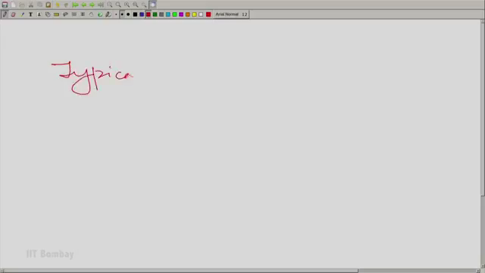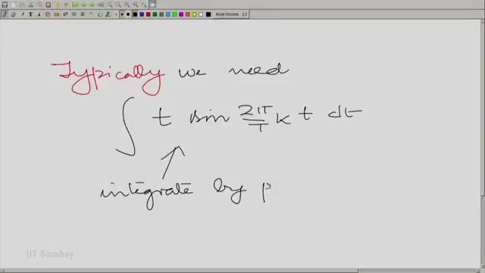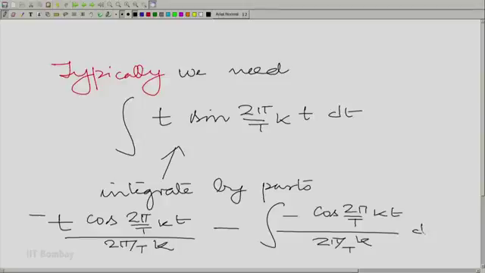I will just show you the indefinite integral that you need to evaluate. Typically, the indefinite integral that we need is something like this: integral of t times sine 2 pi by T kt dt. Now, the approach to evaluating this integral is by parts. Essentially you keep the first term as it is and integrate the second, and then differentiate the first and integrate the second, again integrating with respect to t. That is the approach you will need to take to evaluate the integral here, and of course substitute the limits and so on. I am just giving you hints, I am not solving the full problem.